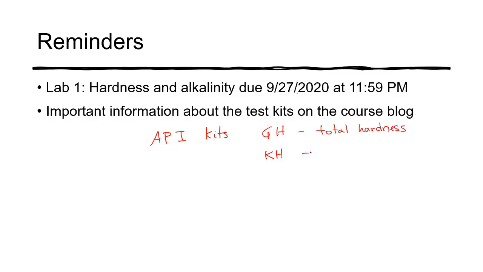The KH that they call carbonate hardness is not carbonate hardness, it is alkalinity. I assumed the word carbonate hardness meant carbonate hardness, but apparently in the aquarium hobbyist community, it does not. It means alkalinity. So you will actually have two different test kits that measure alkalinity.